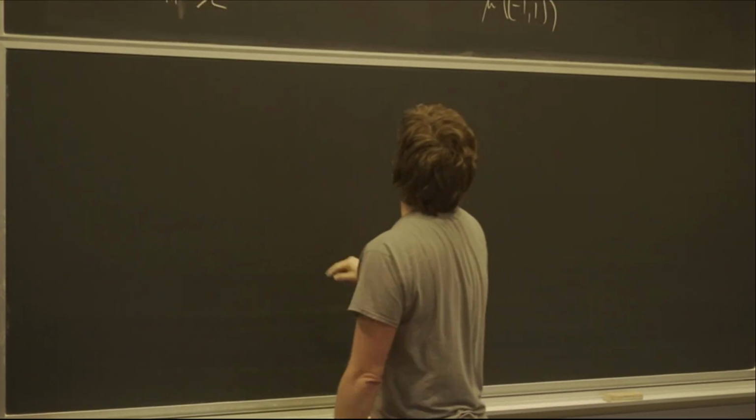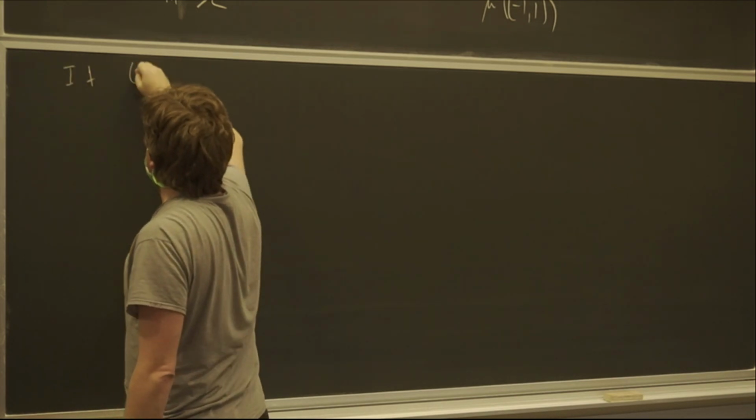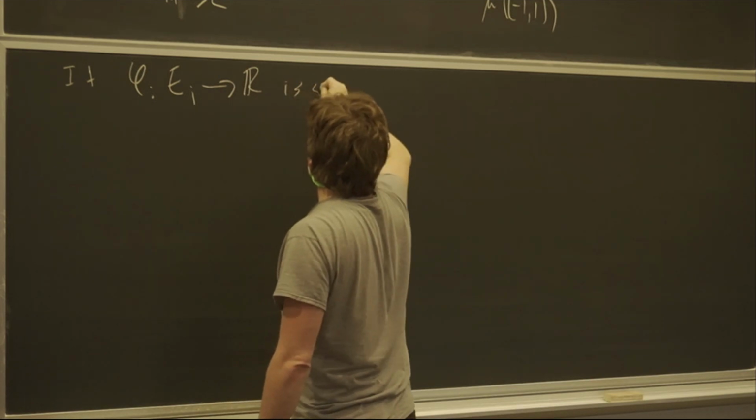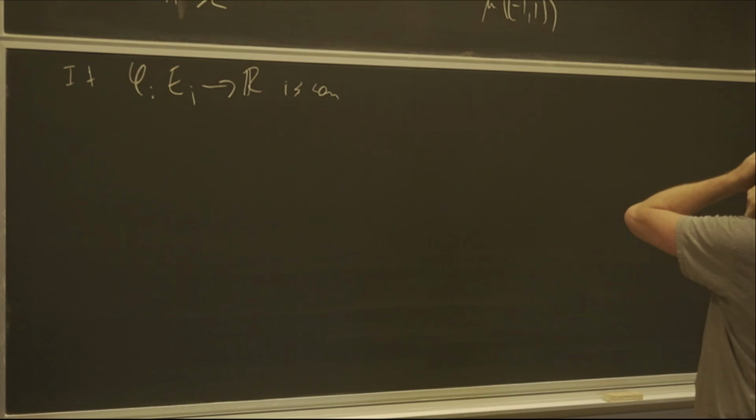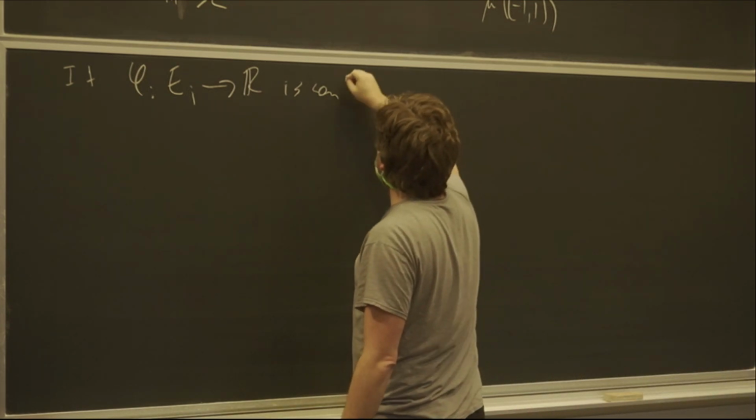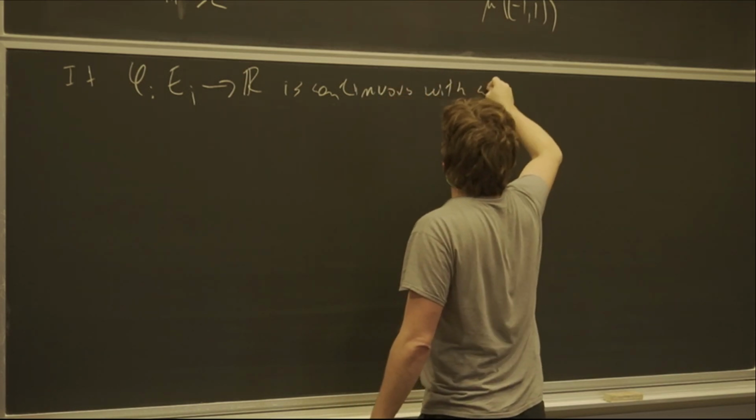Okay, because I have that phi from Ei to R is continuous with compact support.